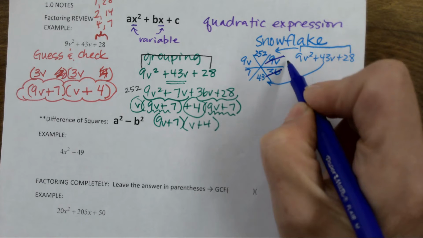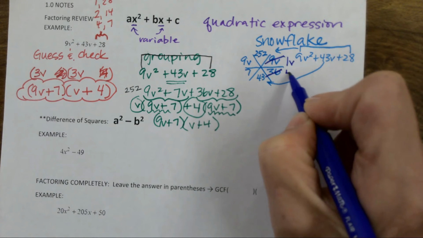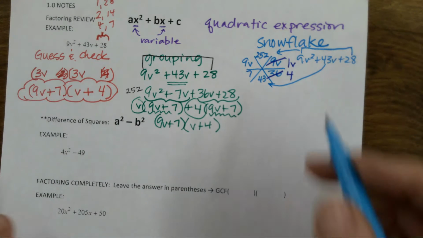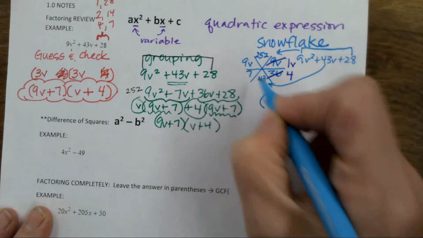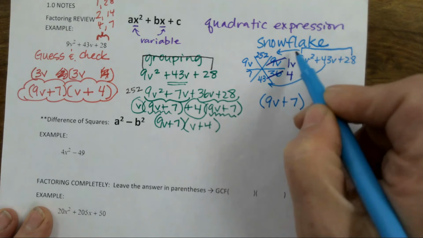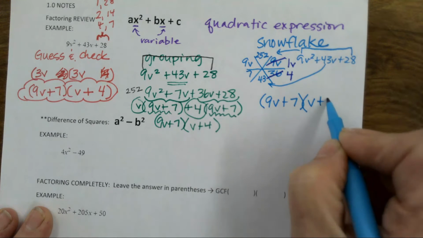This makes this 1v, when I divide that by 9, and 4. And hopefully you can start seeing this come together. This is parenthesis. This becomes my first part of the answer, 9v plus 7. And what's left after I reduce becomes my second part, v plus 4.